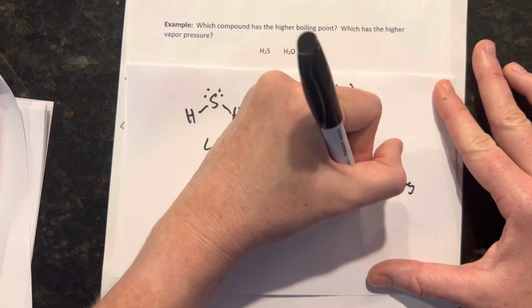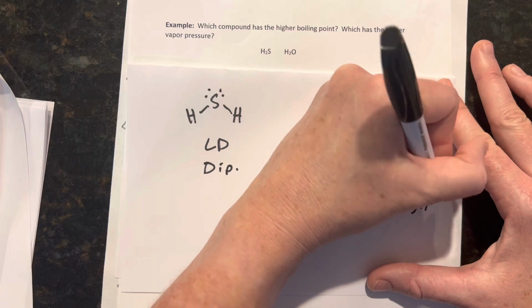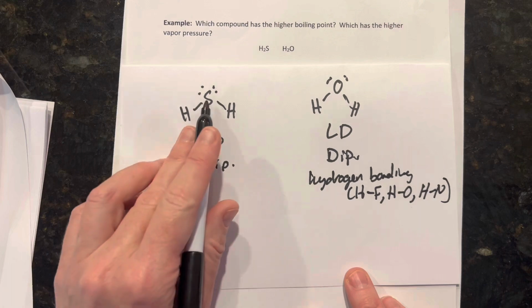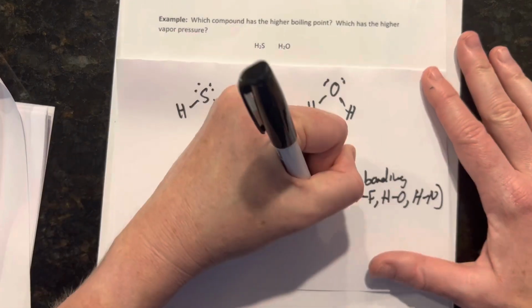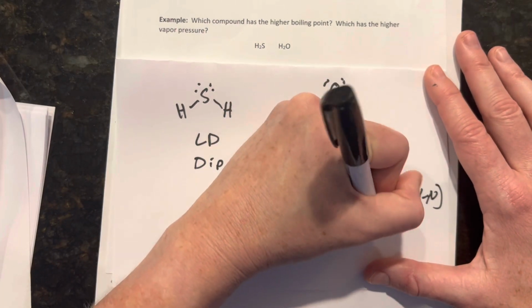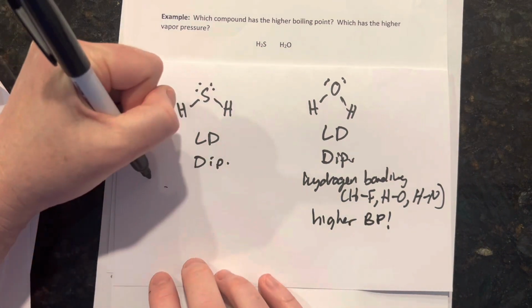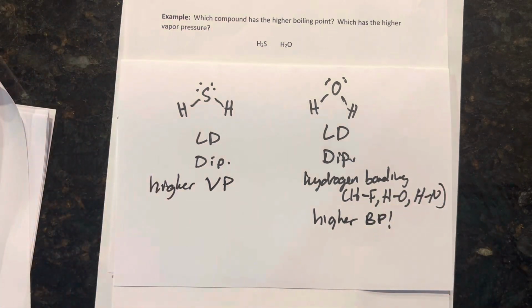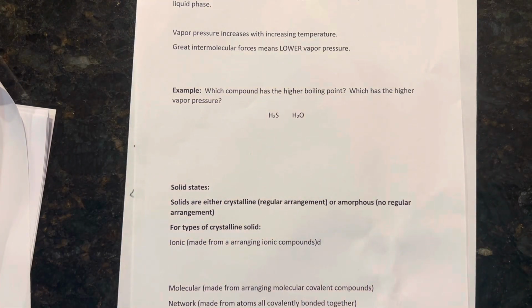In case you missed that, again, that's anytime you have an HF, HO, or HN. This is not an N, O, or F, and therefore this doesn't have hydrogen bonding. So this one has a higher boiling point. That means this one will become a gas more easily, and this one would have the higher vapor pressure. Remember, they're going to be opposites. That would be my answer for that. All right, moving on to solid states.